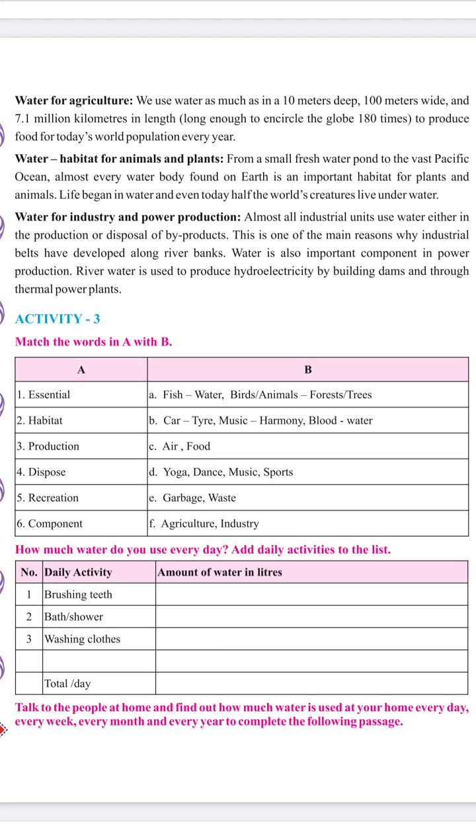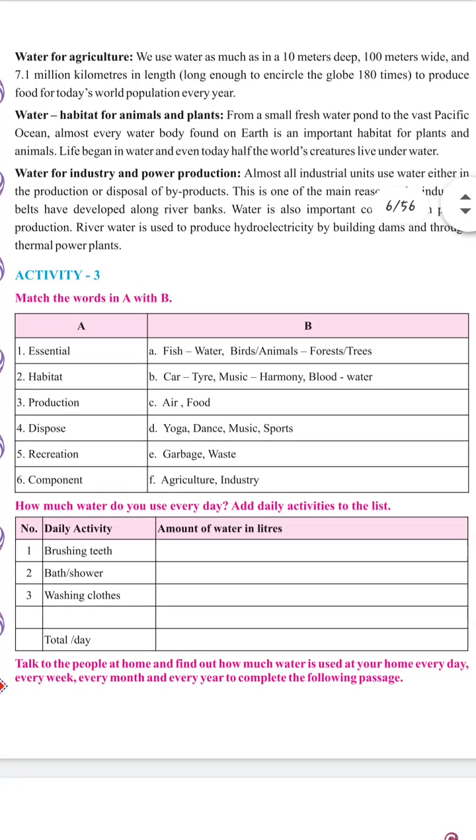Let us see how water is essential for industry and power production. Almost all industrial units use water either in the production or disposal of byproducts. Byproducts are the things which are the remnants after creating the needed product. All those leftovers are known as byproducts. This is one of the main reasons why industrial belts have developed along river banks. You might be knowing that industries develop along the banks of rivers, or wherever it is easy to dispose of their byproducts.